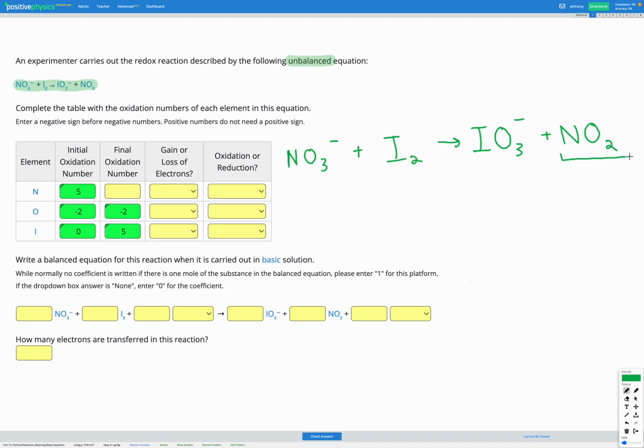Finally, in this compound here, the oxygen is going to have an oxidation number of -2. So we have 1 nitrogen plus 2 oxygens, and we have an overall charge of 0 on this compound, and therefore an overall oxidation number of 0. So that's nitrogen plus 2 sets of -2, since oxygen has an oxidation number of -2, equals 0. So nitrogen minus 4 equals 0. That means the oxidation number of nitrogen must be 4 in this compound.